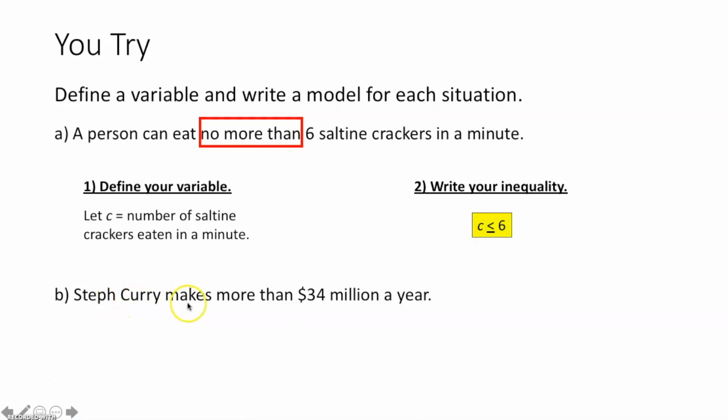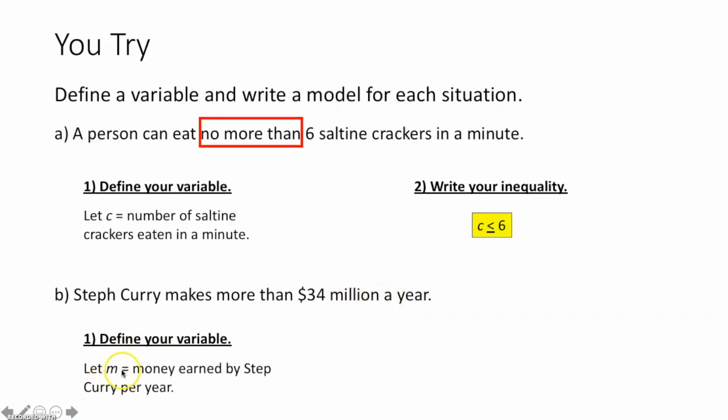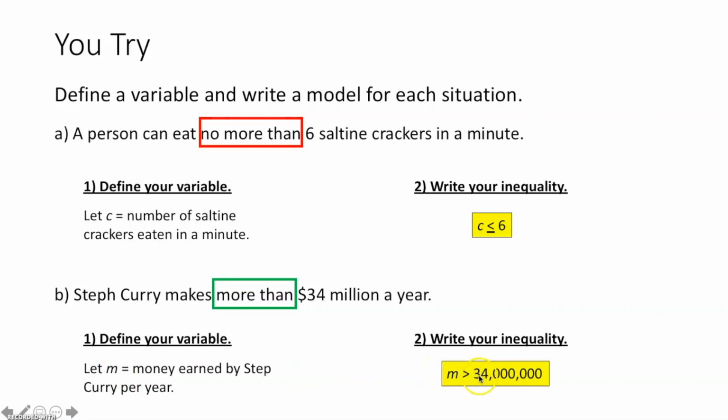Down here, Steph Curry makes more than $34 million each year. So define our variable. More than $34 million in a year. Dollars is probably what we're talking about. So we're going to say M is the amount of money earned by Steph Curry, or D is the number of dollars, either way. Next, you're going to write your inequality. Steph Curry makes more than $34 million a year. So more than. It has to be more than this. It cannot be equal. Therefore, the amount of money Steph Curry makes in a year, M, has to be greater than 34 million.